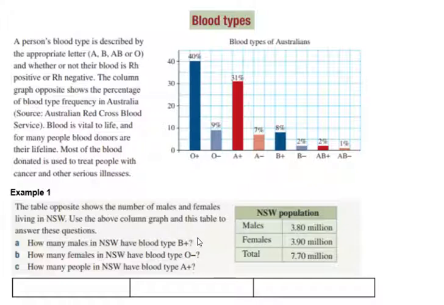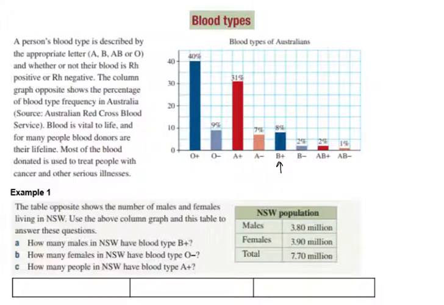Now, it says, the table opposite shows the number of males and females living in New South Wales. Use the column graph and use this table to answer these questions. How many males in New South Wales have a blood type of B positive? So, B positive is here, and it's 8% of Australians. So, we are assuming that 8% of the male population of New South Wales will be B positive.